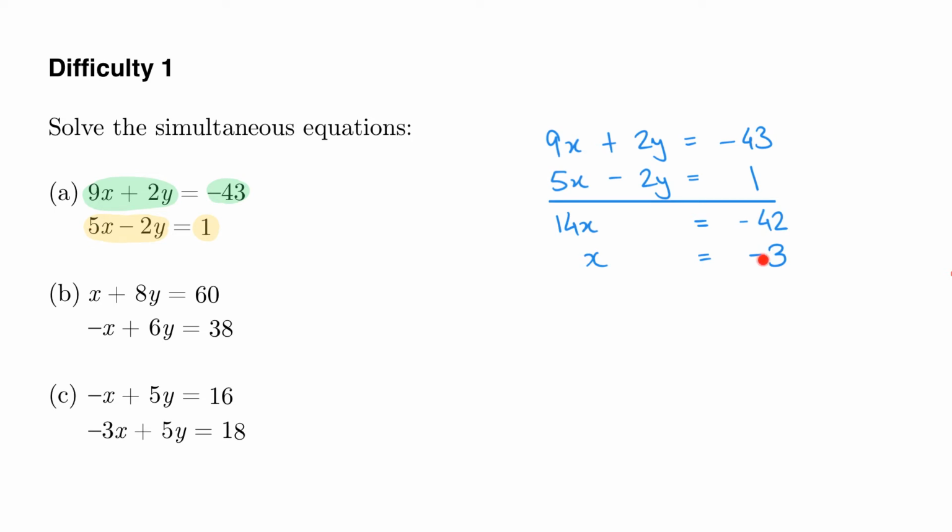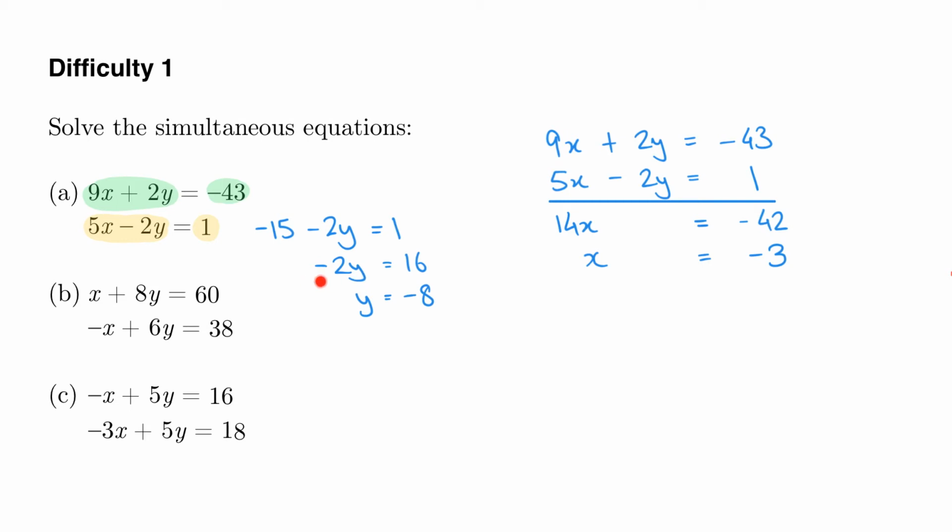So if x is negative 3, what that means is I've got 5 lots of negative 3, which is negative 15. And then I need to subtract 2y, and that should equal 1. What I can do next is add 15 to the left and the right hand side. So if I add 15 to negative 15 minus 2y, I'm just going to end up with negative 2y. And if I add 15 onto the right hand side, I'm going to get 16. And what I get next then is y equals negative 8.